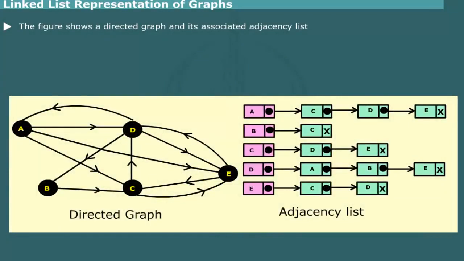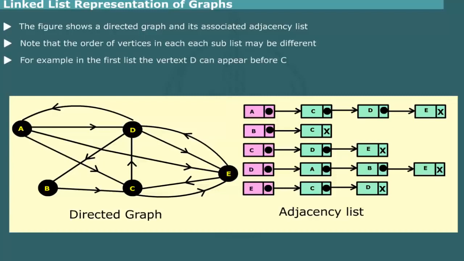Consider, for example, the graph shown in figure. A cross in the link part of a node represents a terminal node of a list. The order of edges in a list can be different. For example, in the first linked list, vertex D can also precede vertex C.